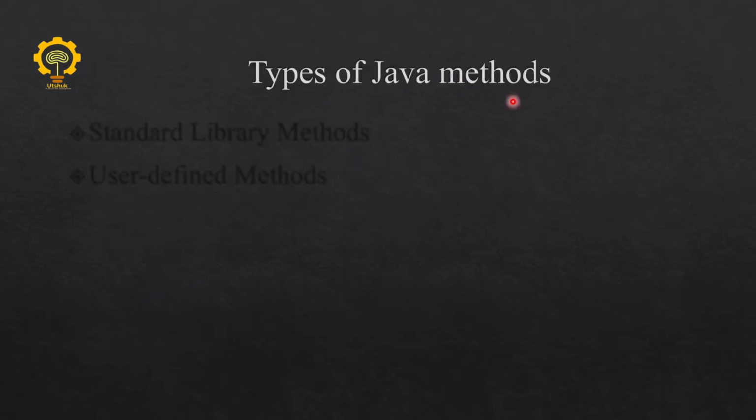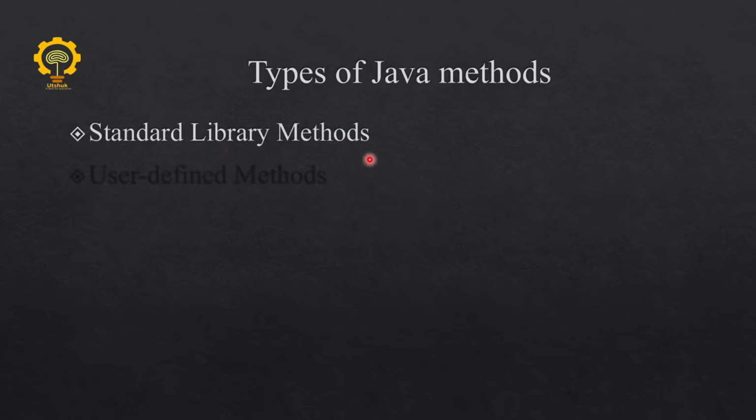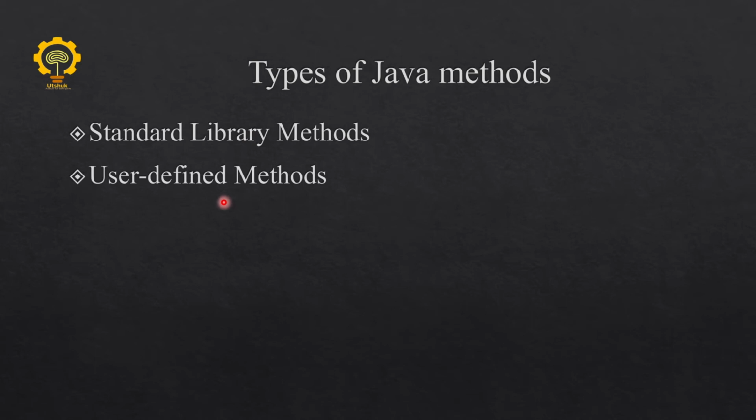Java methods can be categorized into two types: standard library methods and user-defined methods. Standard library methods refer to the methods that are already predefined in Java, such as println, print or printf, which we have previously used. These methods are predefined in Java, so they are considered standard library methods. Whenever these methods are called, some block of statements or lines of code are executed. Another type is user-defined methods.